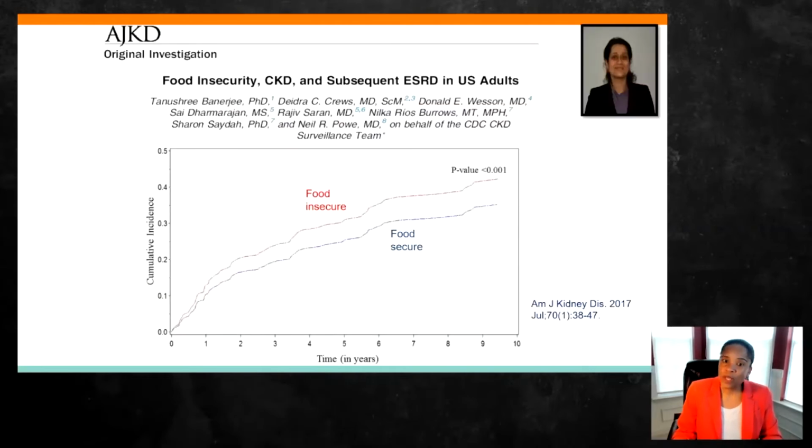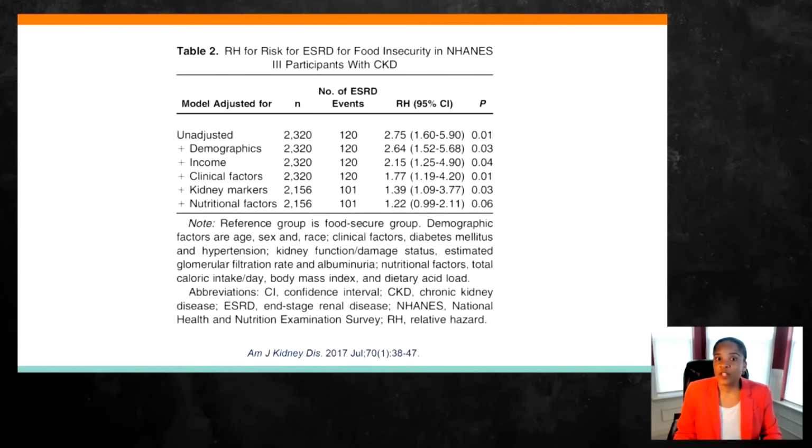We have looked at this relationship between food insecurity and the development of end-stage kidney disease. We did this analysis among people already with chronic kidney disease in the United States, and found that those who had food insecurity were more likely to progress to kidney failure. When we adjusted for some of the factors that relate to either food insecurity or risk of developing chronic kidney disease, we were encouraged to find that when we included nutritional factors in our analysis, we were able to explain some of that relationship. That gave us hope that if we can support people experiencing food insecurity through nutritional interventions, we may be able to reduce their chances of developing kidney failure.